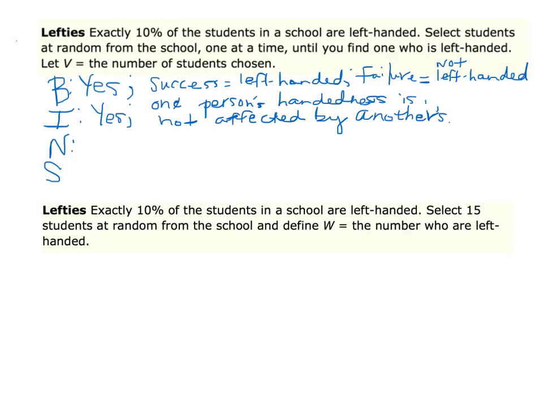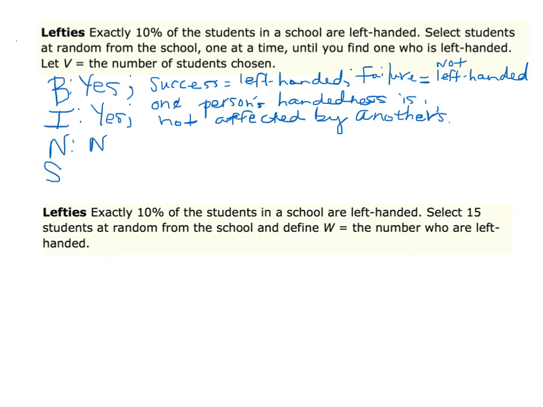Next, I want to know whether or not prior to choosing students, I know exactly how many students I'm going to choose. If we look here, it says we're going to select students at random, one at a time, until we find someone who is left-handed. That means it could take me 1 time, it could take me 20 times, it could take me 300 times. So for number of trials known, here we would have to say no. The idea that we're choosing until we find someone who is left-handed lets us know that we're not sure how many trials we will actually have to perform.